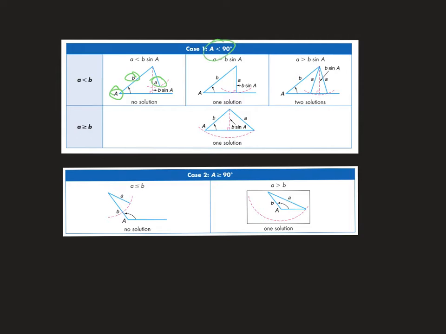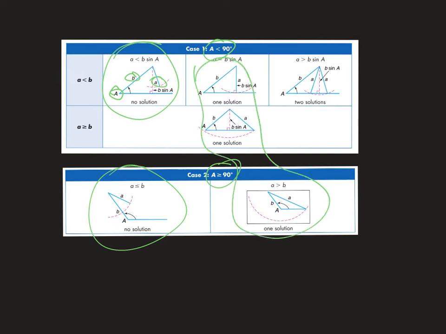In general, what the chart is trying to tell us is that when you are less than 90 for your given angle, you might have no solution. When you are greater than or equal to 90, you might have no solution, or you might have one solution, which are these guys. Or you might have the ambiguous case, which is this last one, which is two solutions.